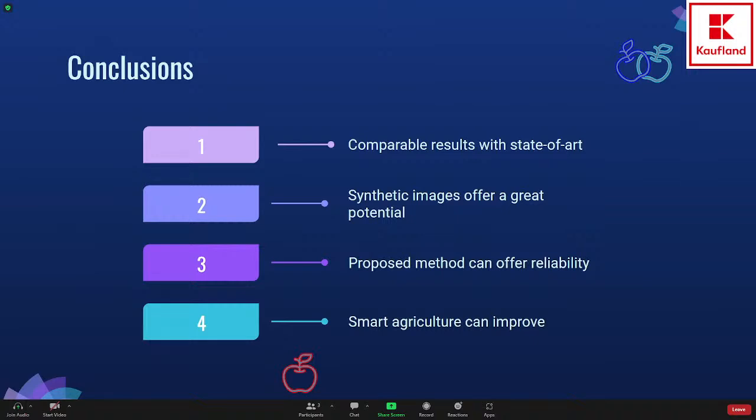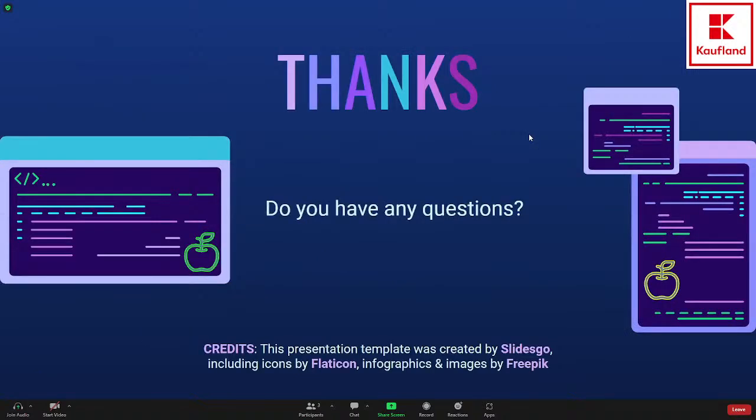So smart agriculture can improve, and I really hope that I convinced you that it's not tackled enough in our days, and it is really important to take it into account because it offers us food and it has to be fast, and this fast aspect can offer us lower prices, let's say. So thank you for your time, and if you have any questions, I will be pleased to answer them. Thank you.